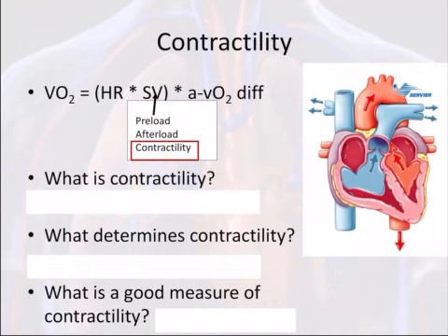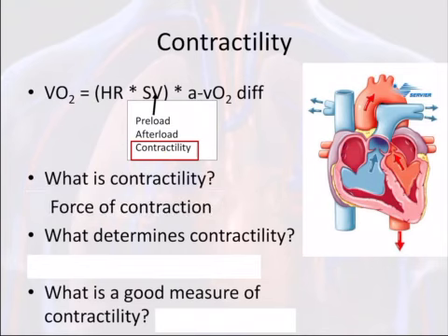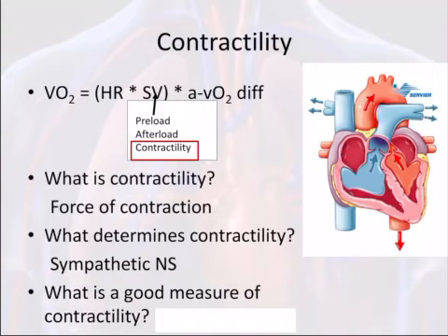So the question of what is contractility? And as we've mentioned before, this is really just how hard the heart is beating, the force of contraction. And really what determines this in the body is how much sympathetic nervous system activity we have. The more sympathetic nervous system activity we have, the stronger of a beat we get. And so we'll look at that in a sec as to what physiologically causes that stronger beat.